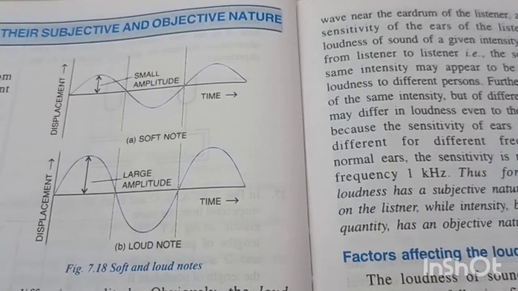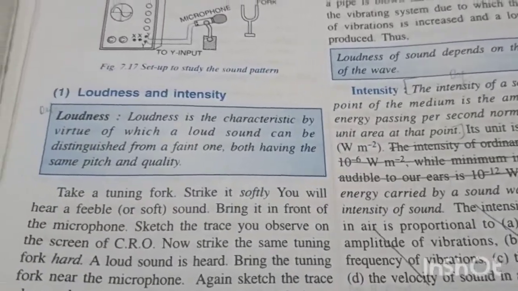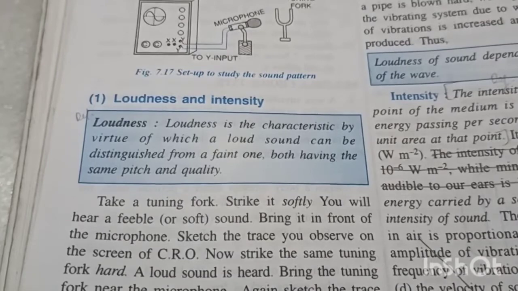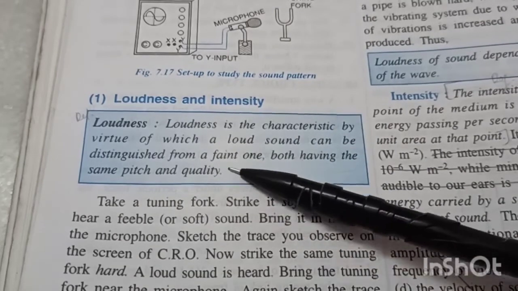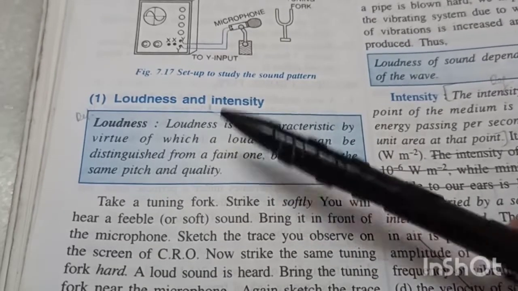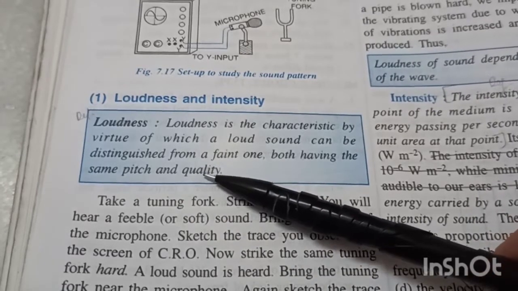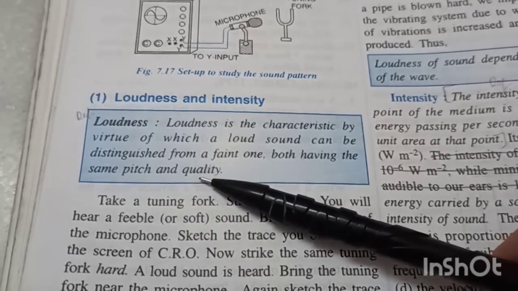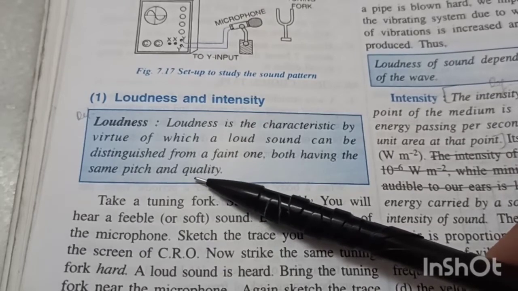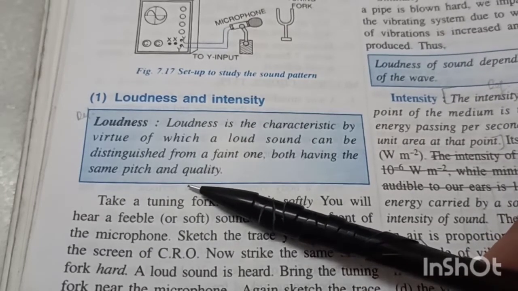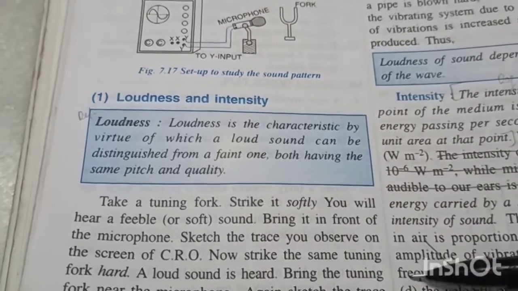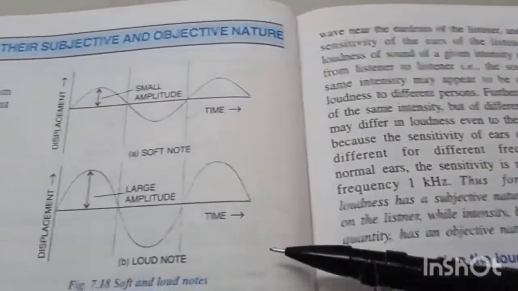First of all, loudness. Loudness is that characteristic of sound by virtue of which a loud sound can be distinguished from a faint one, assuming that both of them have the same pitch and quality. So even if the pitch and quality are same, still we can distinguish between loud and soft sound because of this characteristic property called loudness. What is pitch and quality? We'll come to that later. But to understand loudness, let's see this graph.